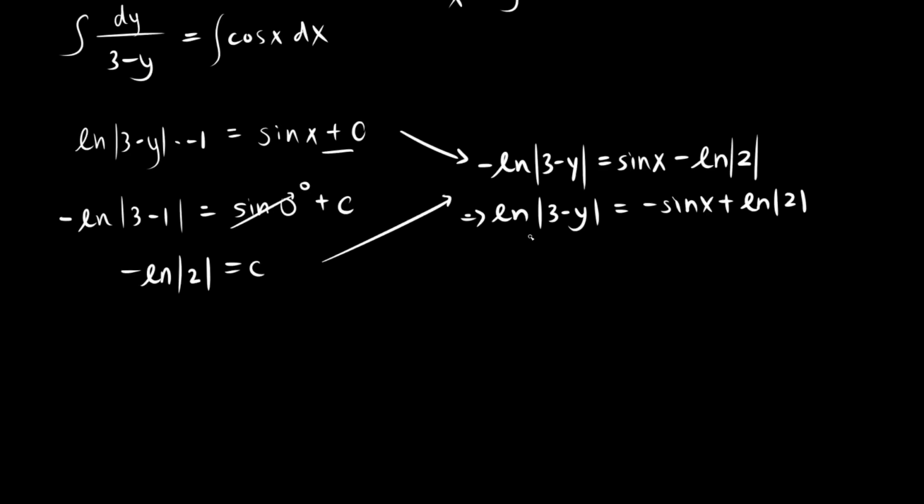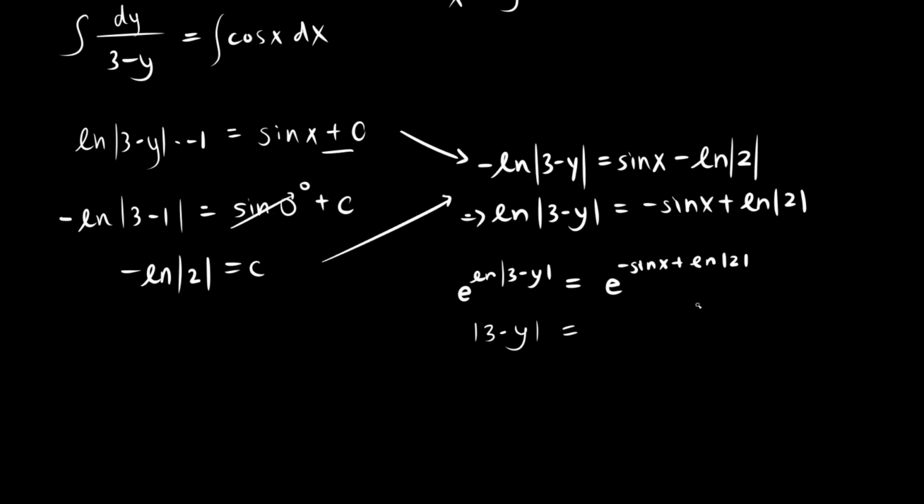Now, to get rid of the natural logarithm on the side of the y, we can apply the number e to both sides. So we take e raised to the natural logarithm of the absolute value of 3 minus y, and set it equal to e raised to the power negative sine of x plus the natural logarithm of the absolute value of 2. E raised to the natural logarithm of anything is just that anything, so this is 3 minus y, the absolute value.